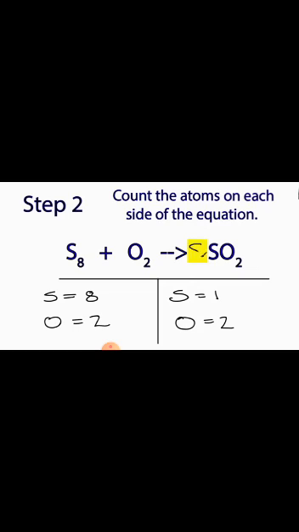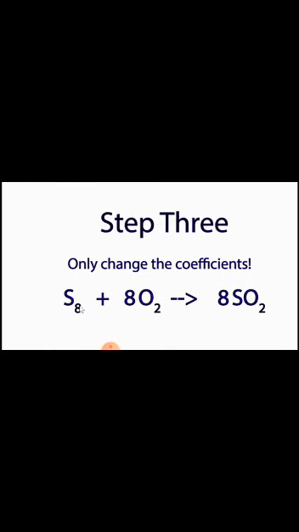If I put an 8 here, that means 8 times the 1 sulfur. That'll give me 8 sulfurs, and now my sulfurs on both sides are 8. But this 8 here is also times the 2 oxygens, and that gives me 16 oxygens. So I've fixed the sulfurs, but the oxygens aren't balanced. I can change the coefficient here to 8, because 8 times 2 equals 16. Now I have 8 sulfurs and 16 oxygens on each side. This equation is balanced. Step 3, so you don't forget, only change the coefficients.